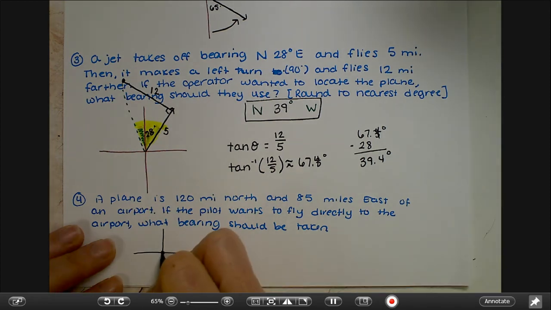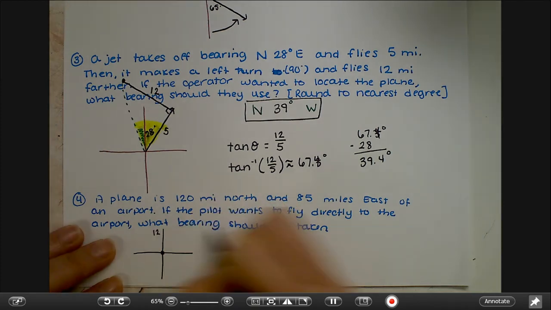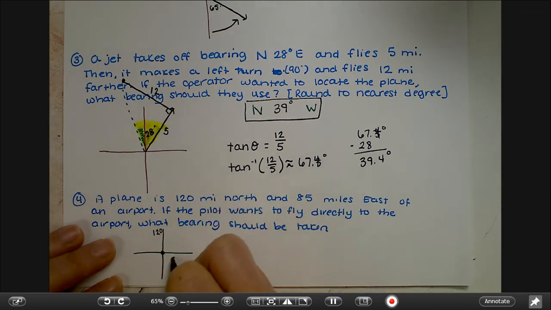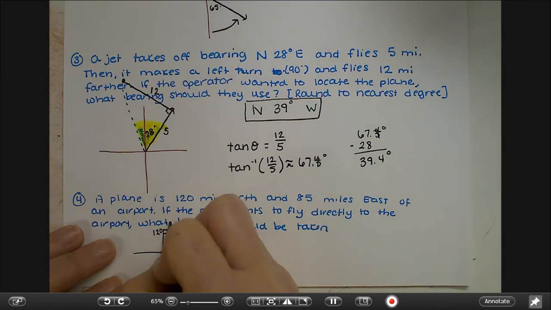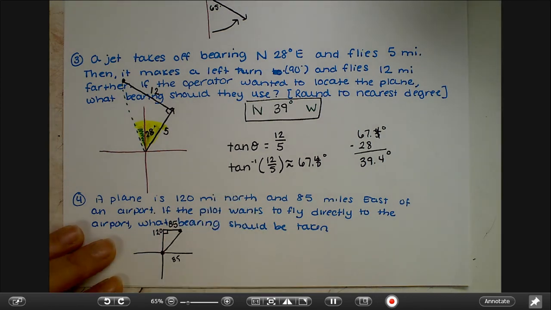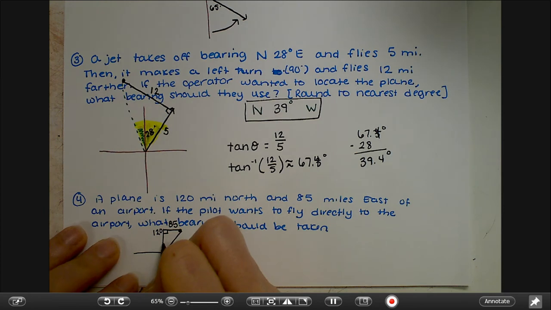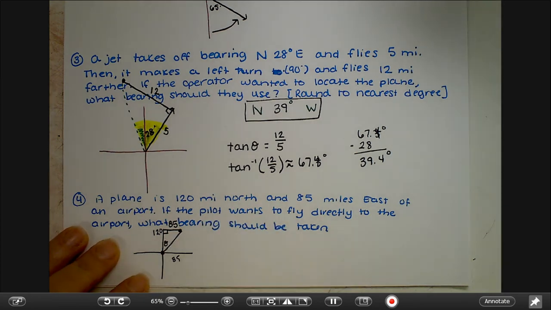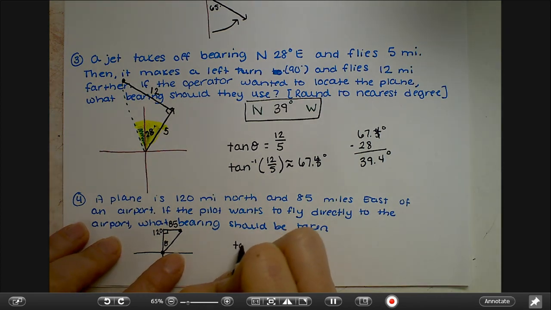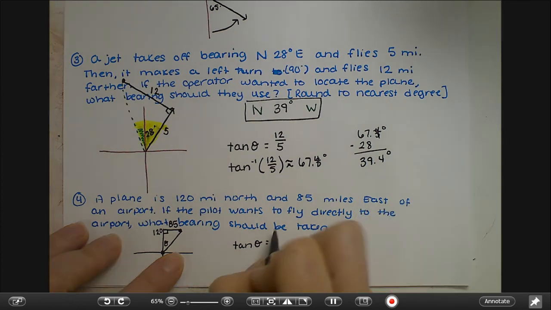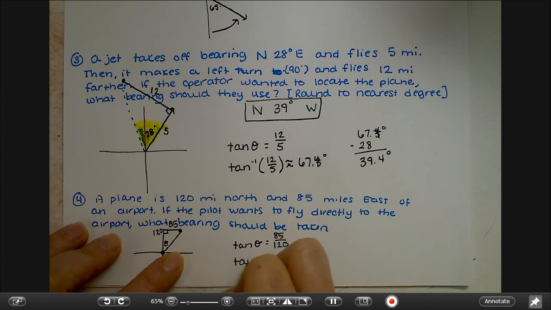So let's say here's our airport. We're 120 miles this way and 85 miles this way. So let's say our airplane is about right there. We make the bearing with the north-south line. So I'm going to move my 85 up there. We want to know the bearing, so we're looking for the angle that the direction our bearing makes with the north-south line. And again, we're going to use tangent. And I'm sorry, I should have thought that through a little bit better. Opposite over adjacent, and we're going to use the inverse tangent as well.